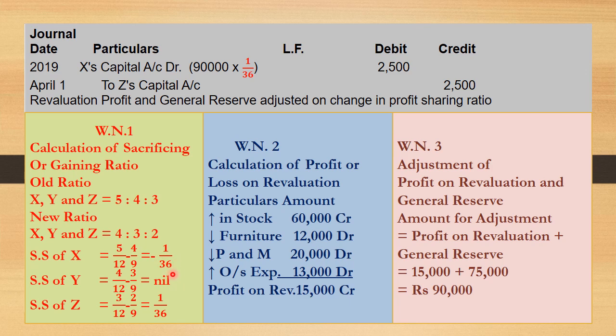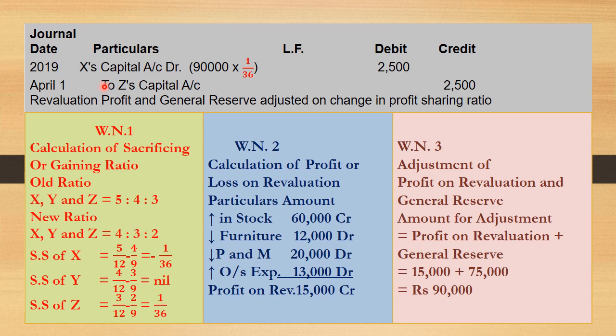And if you remember, in the last class I told you that if a partner's sacrificing share comes negative, then that partner will be termed as a gaining partner. Therefore X is a gaining partner. Now we will compute the sacrificing share of Y, which is 4/12 minus 3/9, equivalent to nil. It means Y is neither sacrificing nor gaining. Finally, the last one, the sacrificing share of Z: 3/12 minus 2/9, equivalent to 1/36 as his sacrificing share. It means Z is a sacrificing partner and X will be termed as a gaining partner.